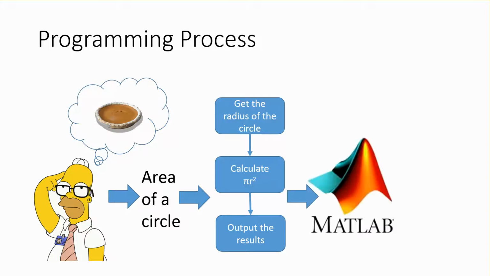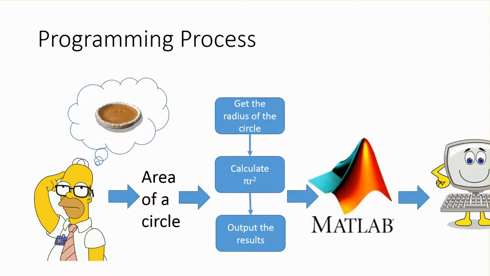So I'll take my algorithm and I'll translate that into a series of MATLAB expressions that I can execute. And MATLAB will actually execute those expressions for me on the computer, and I'll get back a result that represents the size of my pie, hopefully. All right, so then how does that actually happen? How do those commands that I type into MATLAB get turned into something that can be run on the computer?